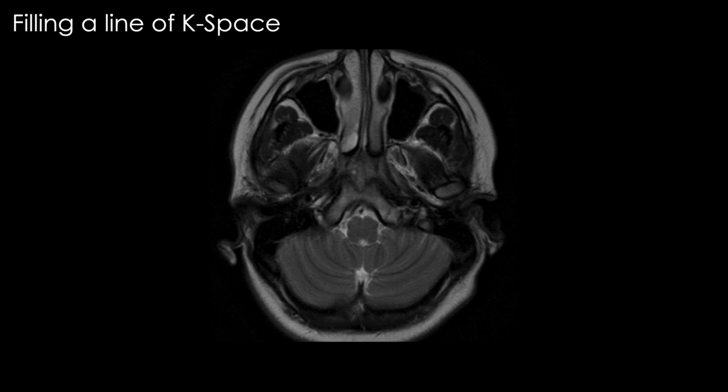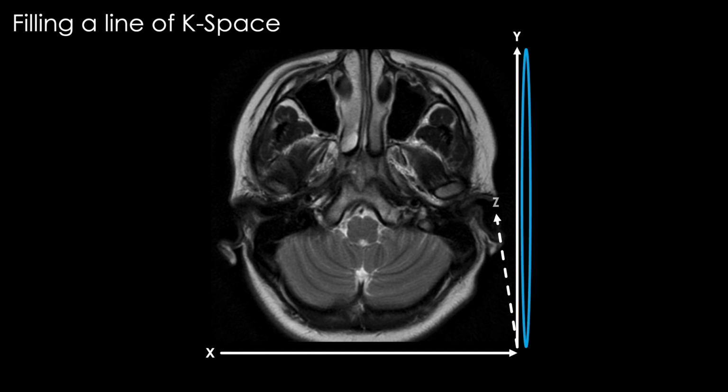We'll start with the basics. These animations should look pretty familiar by now. We have a slice of the body that we want to image, in this case the head. This slice is sitting in the XY plane, and we've placed this coil of wire, which acts like an antenna, along the Y-axis shown in blue.